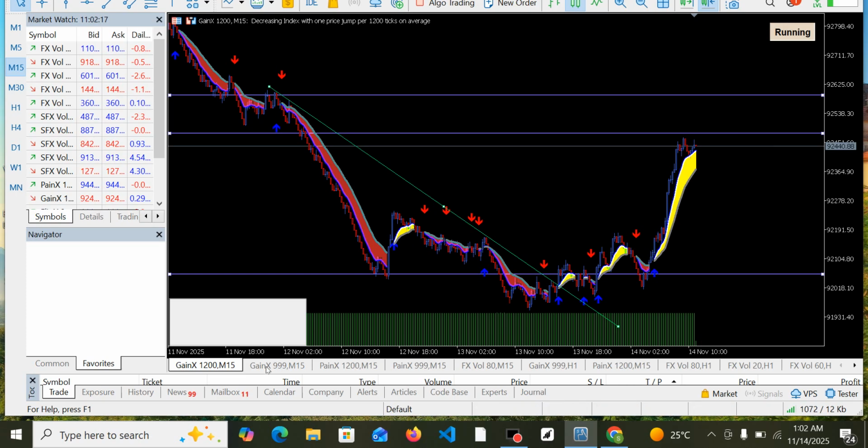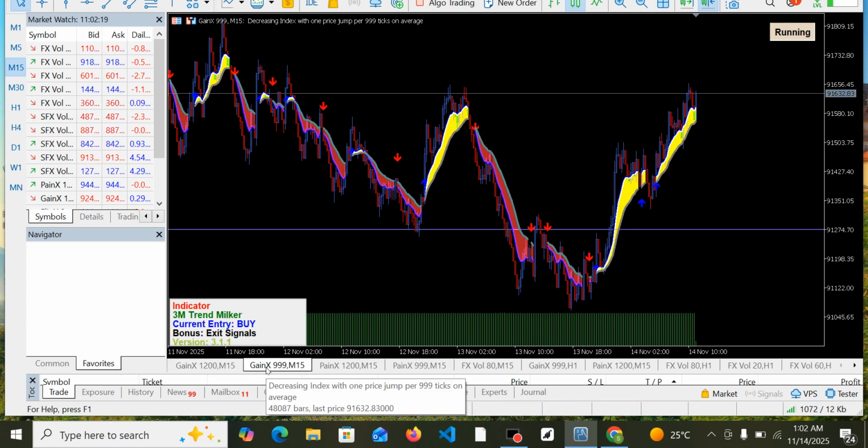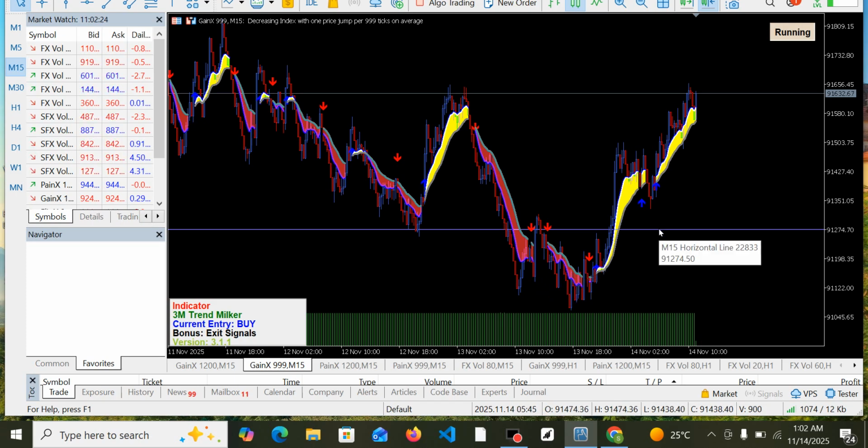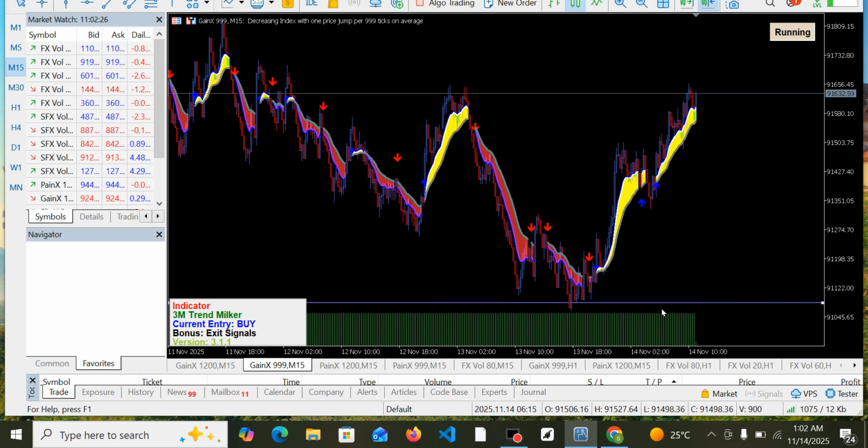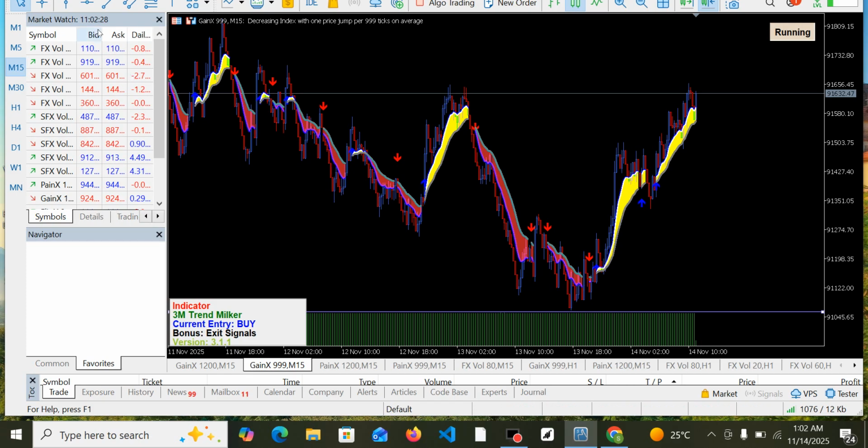The same thing is applicable to Gain X 999. So you can see right here we got a switch at this support region. And of course this is our buy order. We come in around there, check it out. This is in big profit already. This is spikes trading. Spikes trading made easy.